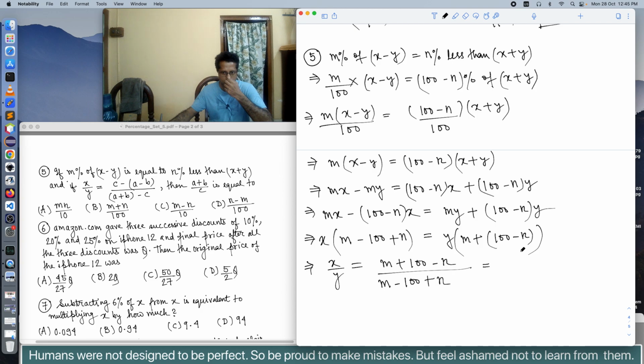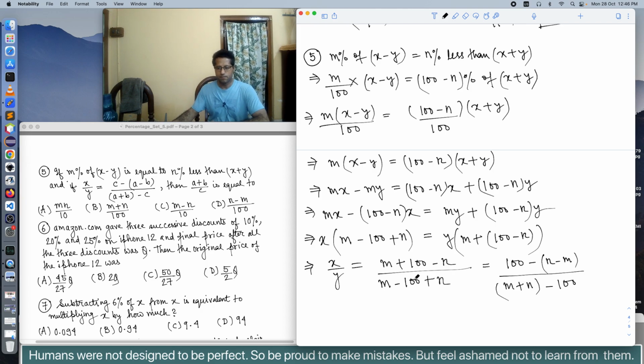Let's see. So this can be considered as 100 minus n. So the numerator can be simplified and written as 100 minus n minus m, and the denominator can be written as m plus n minus 100.